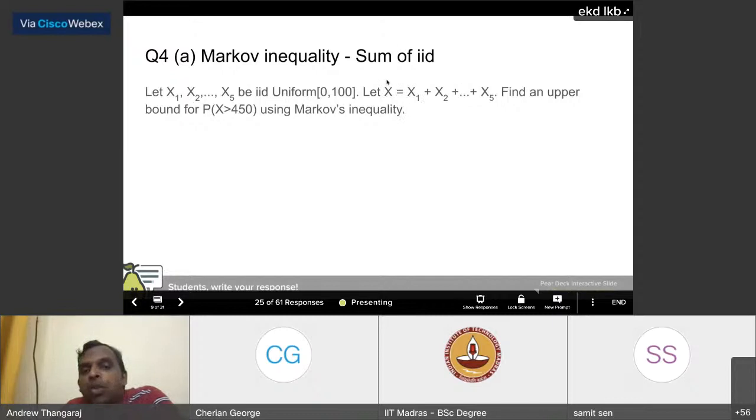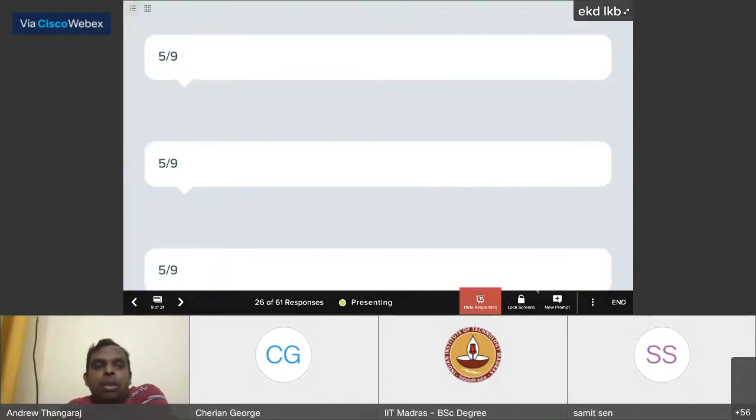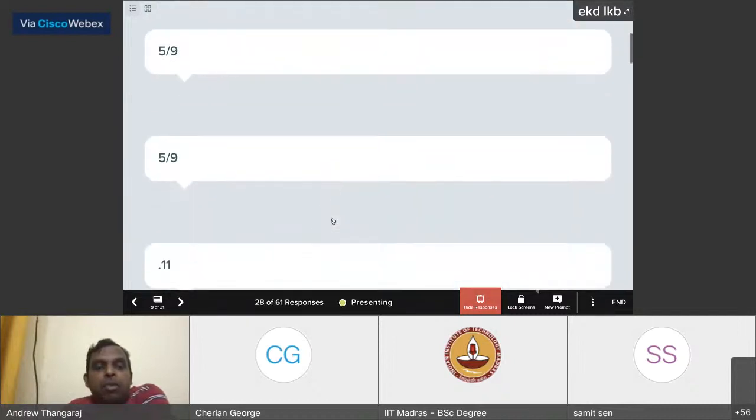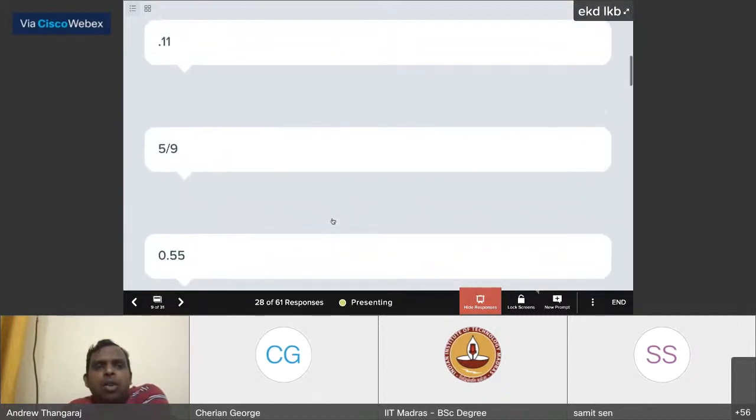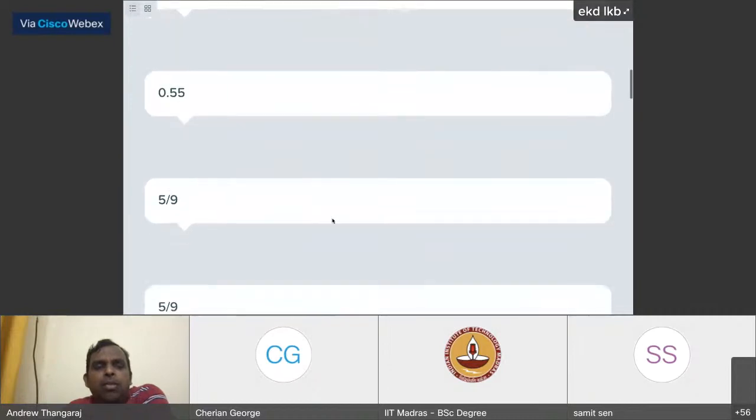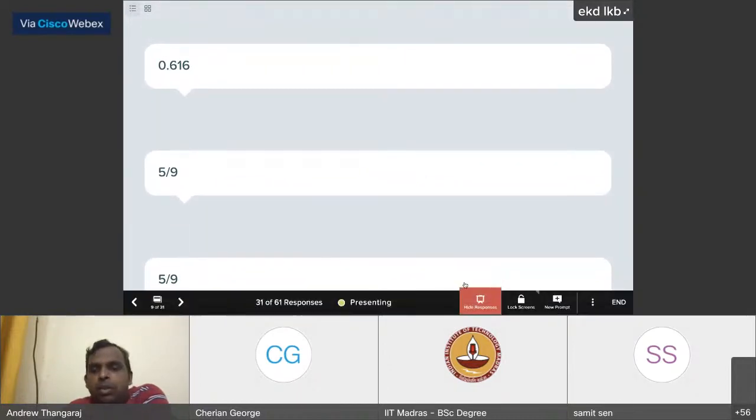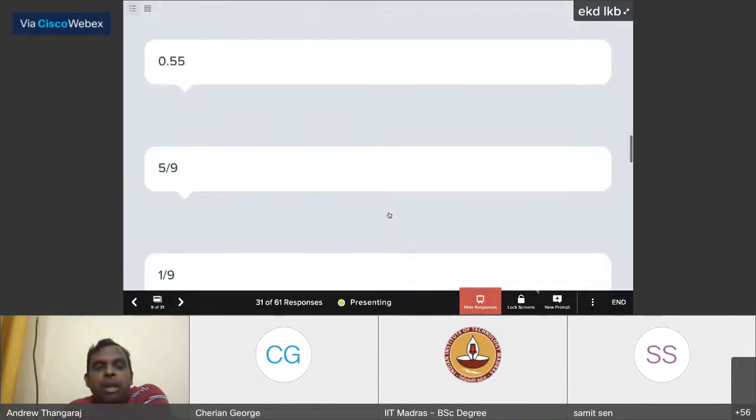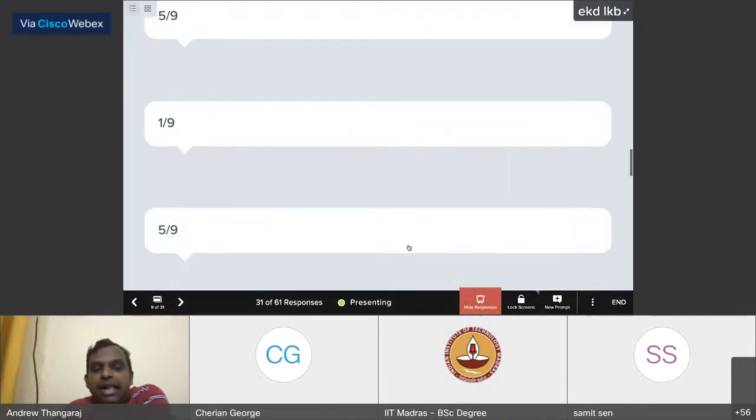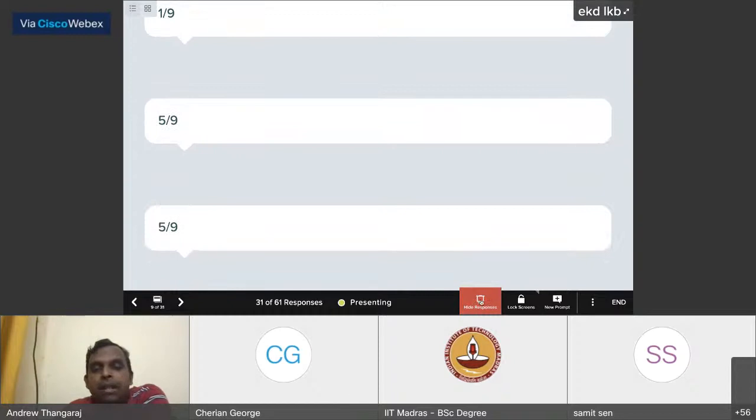Once you find expected value of X is 250, you can get a bound on this using Markov. It will be less than or equal to 250 by 450. So the answer should be 5 by 9. Many people have got 5 by 9. 5 by 9 is not 0.11, and 5 by 9 is about 0.55. How do you get 0.616? You can't get that. Most people have got 5 by 9, and 5 by 9 is the correct answer. 1 by 9 is not correct.